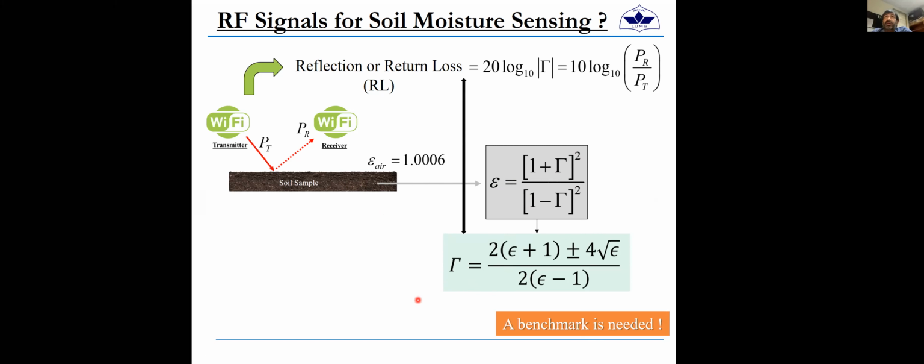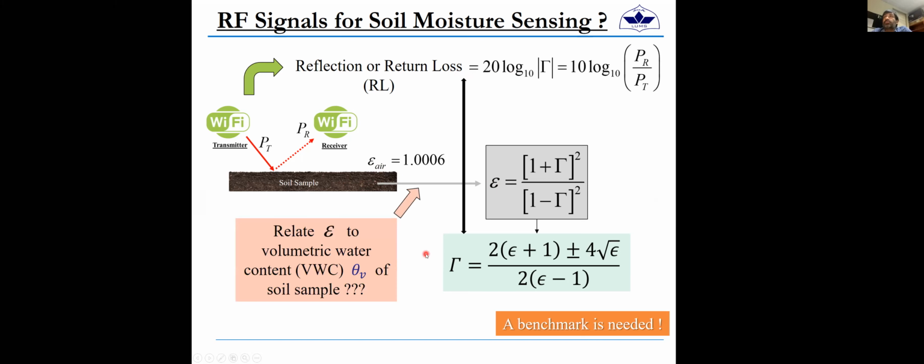But still we have an issue. This thing was related to volumetric water content. ठीक है, लेकिन यहाँ पे मैं soil की relative permittivity से relate कर रहा हूँ. There is no volumetric water content, so I need one step before that, which allows me to relate this epsilon to volumetric water content. अगर मैं वो कर लूँ, then the loop is complete, right?